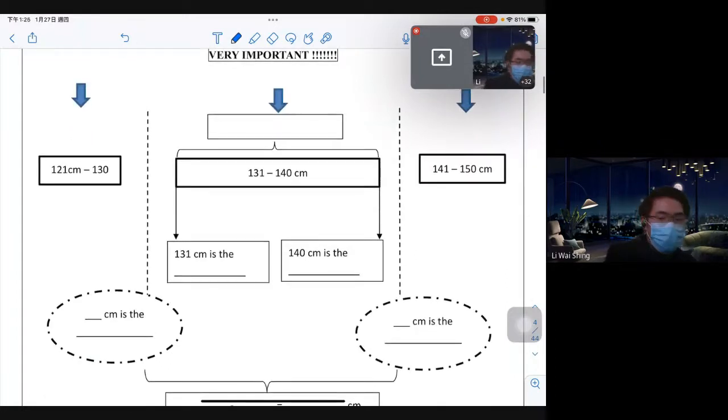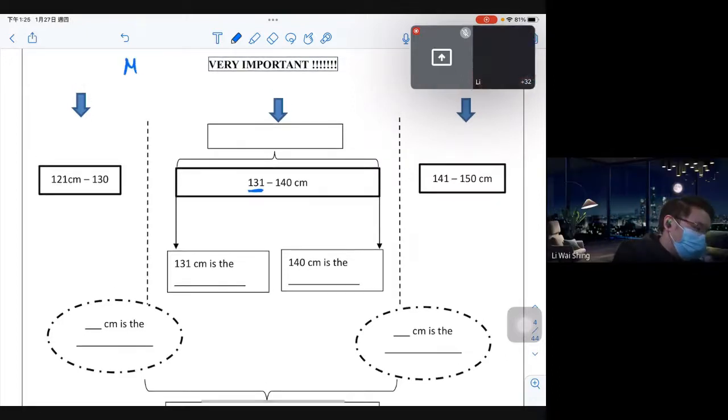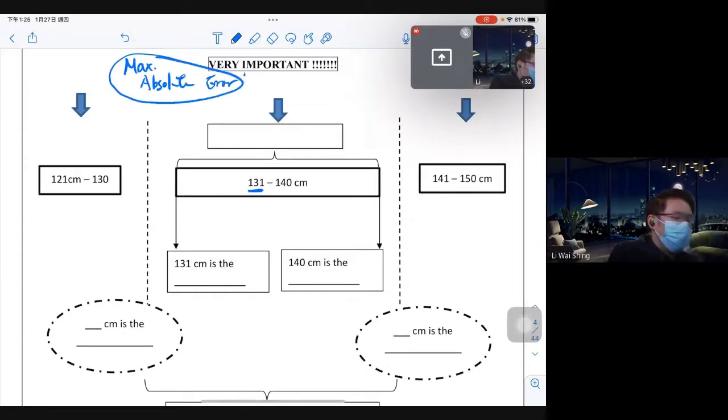131 to 140. Actually, the upper limit is not 140. There's something called 140.5. 131 is not the least value, it's 130.5. Hey, why does this look so familiar? 131 is not right, it should be 130.5. 140 is not right, it should be 140.5. Where did you learn this? Yes, Derek. Maximum absolute error. Yes, very good. You learned this in maximum absolute error, in the chapter of errors, right? It's very similar to the maximum absolute error chapter.